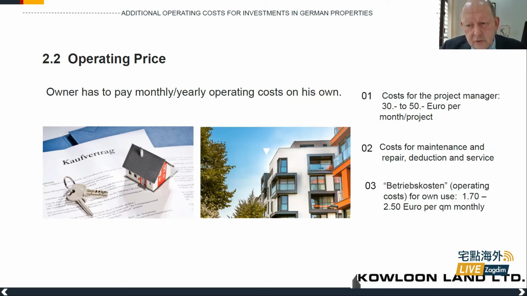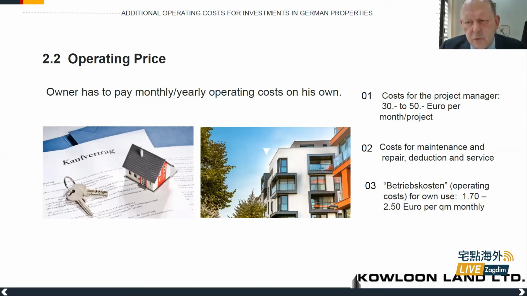But first of all, you need a property manager for your apartment, for your house, or for your commercial building. That is totally equal. You need somebody who is looking after the property, who will collect all invoices, who will prepare your statement, and who will make the invoices for the tenant. The cost for the property manager is only 30 to 50 euros per month per property. That is not very much, and it includes the normal work for your property.